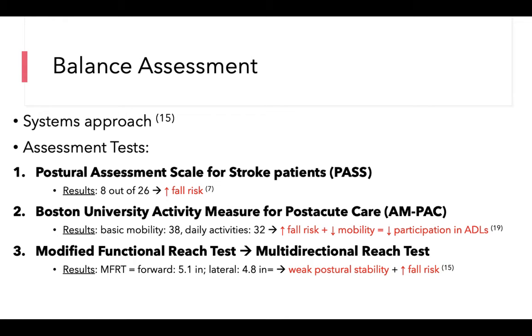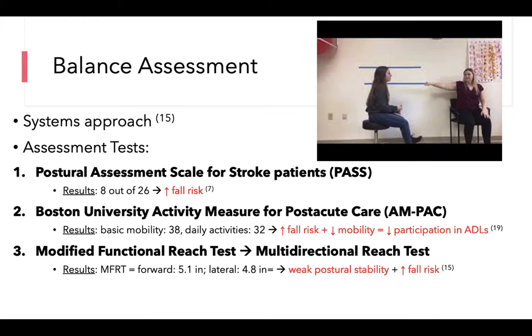She'll also do the modified functional reach test, which is great for stroke patients during their early stages of recovery, as seen in this picture, because it's done in a chair. But when she starts reaching the ceiling effect on that test, I'm going to have her move on to the multi-directional reach test. But for now, when just looking at her scores on the MFRT, for both forward and lateral, she scored pretty low, indicating that she has weak postural stability and can be at an increased risk to fall.